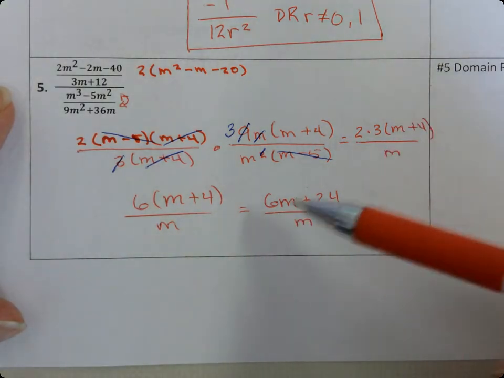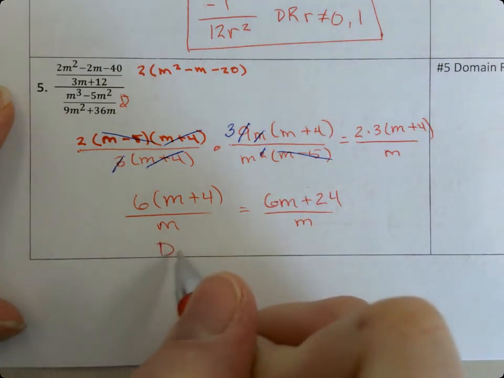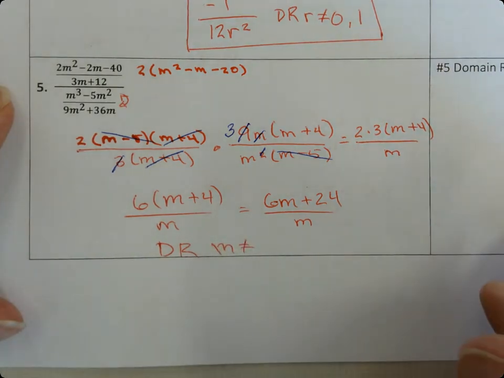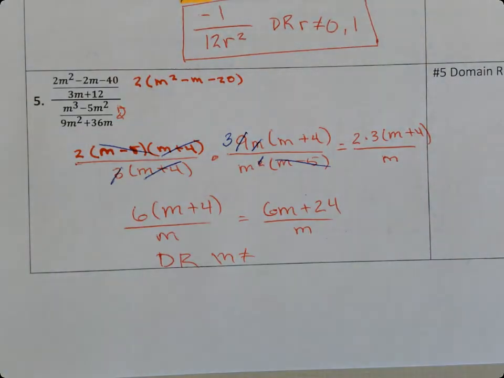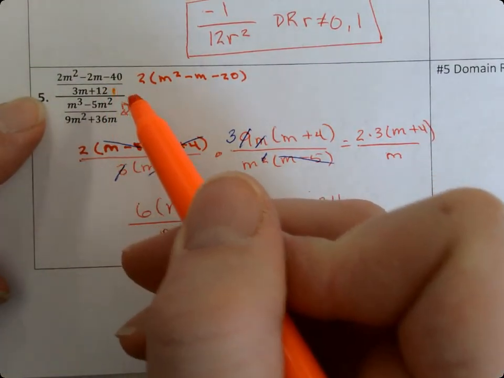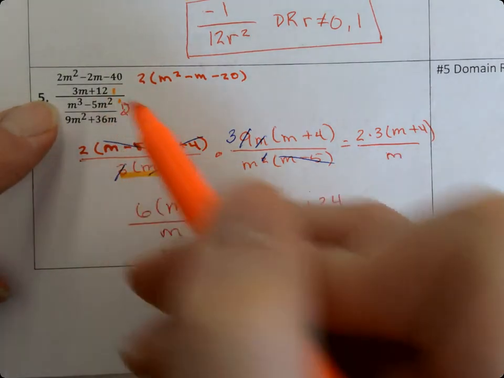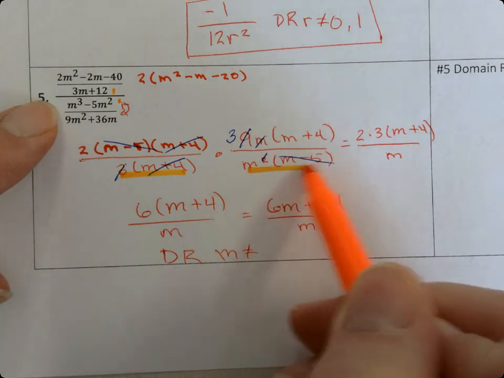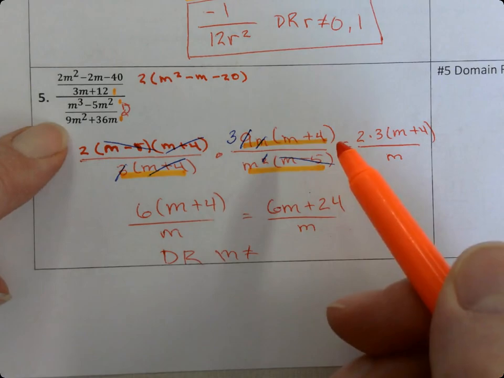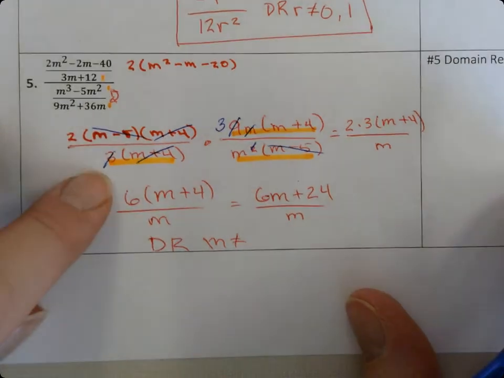You cannot cancel these M's because you can't take it out of all 3. And let's talk about a domain restriction. So you could take all of your work off to the side and show each piece, but I'm going to show it here. We were dividing by 3M plus 12, so that's that part. We were dividing by this M to the third minus 5M squared, which came to the bottom, and we were dividing by this piece, which is up here. All of those pieces give me domain restrictions. So let's just go right across.